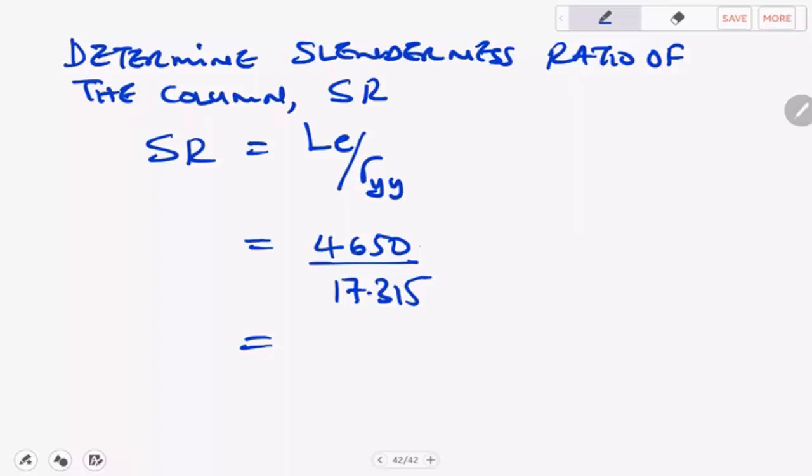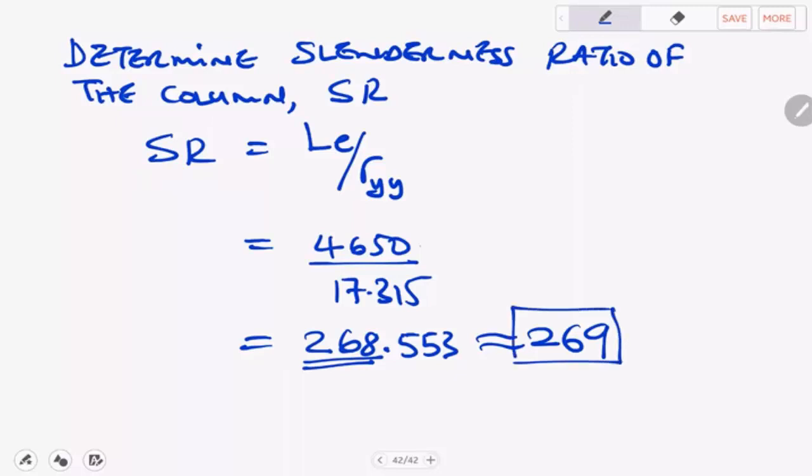So I get 268.553. Call it 269. These values you can round up, no problem. You're going to see why that is the case.